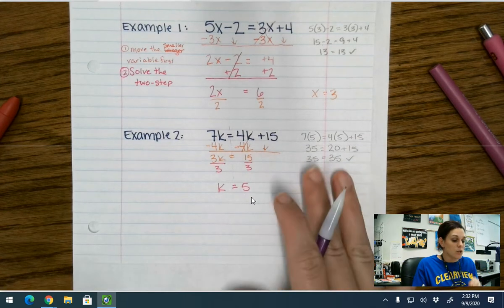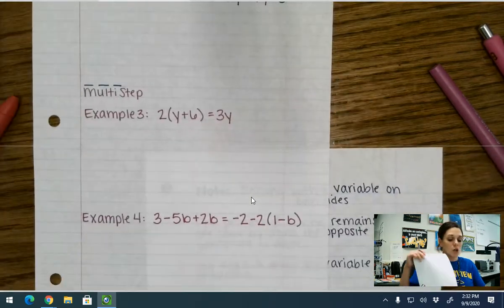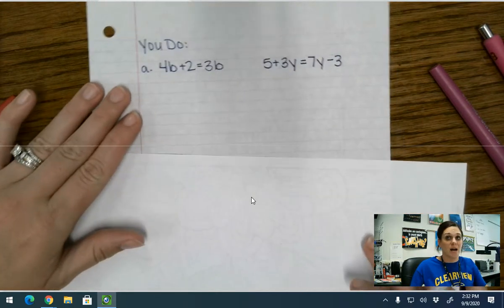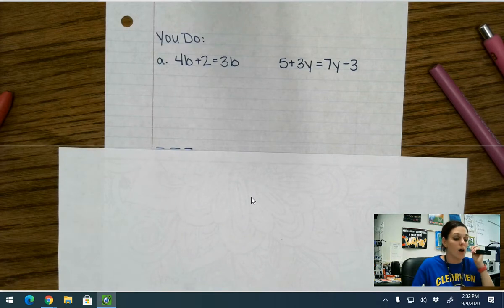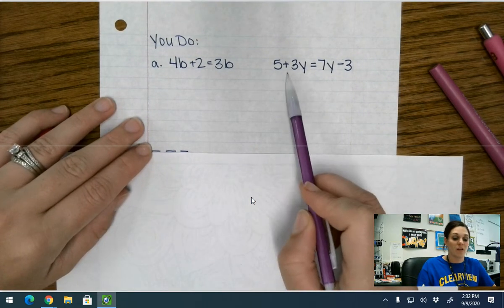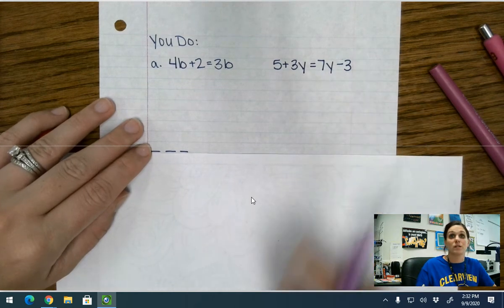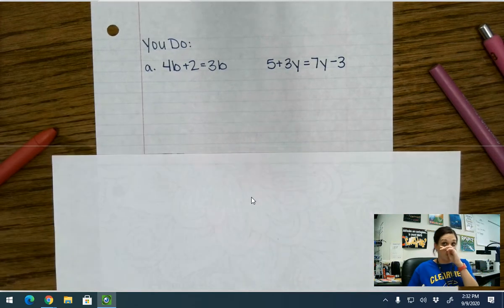All right. So I'm going to give you 2 problems to try yourself. You're going to pause the video if needed once you have these written down, and you're going to record your answers. So we have 4b plus 2 equals 3b. And we have 5 plus 3y equals 7y minus 3. So we're going to try these. Go ahead and pause the video so you can work on these assignments.